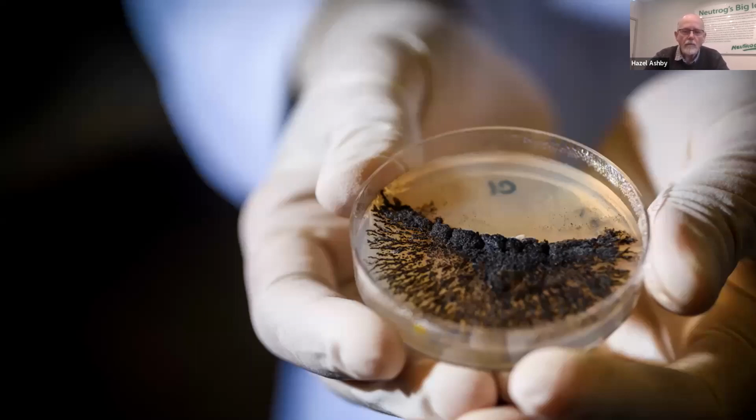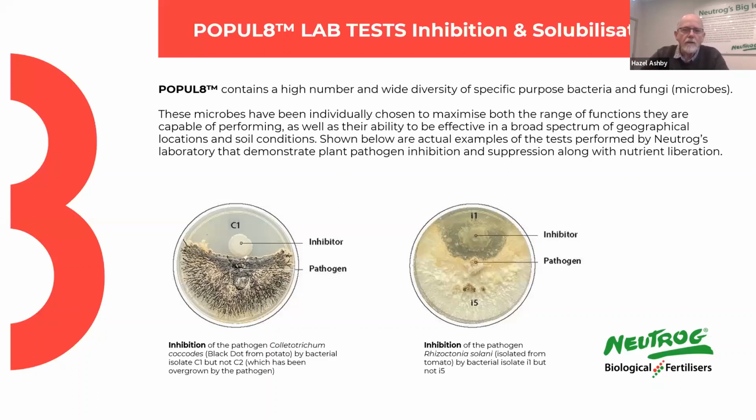So let me now talk more about Populate specifically. Populate contains this high number and wide diversity of really specific microbes. And these microbes have really been chosen to cover that range of function that we spoke about. So on those plates here, you can see what I call the angel of death on one side. It's got these black wings. That's actually a pathogen that affects a lot of potato growers. It's called black dot.